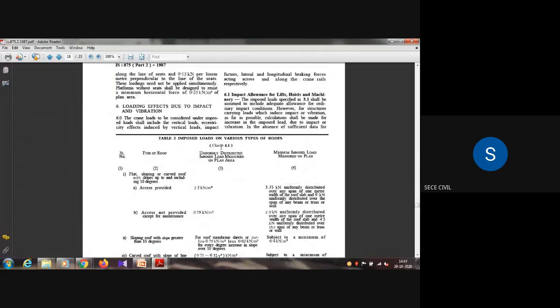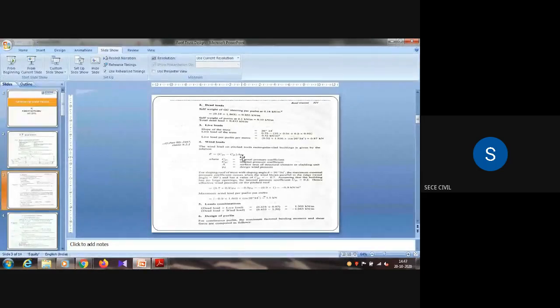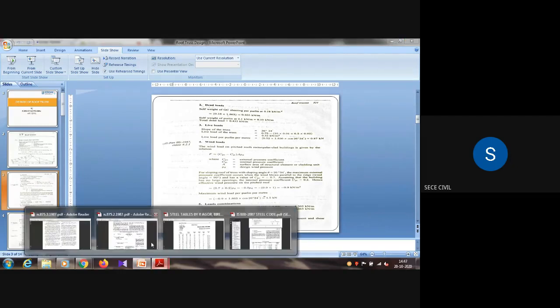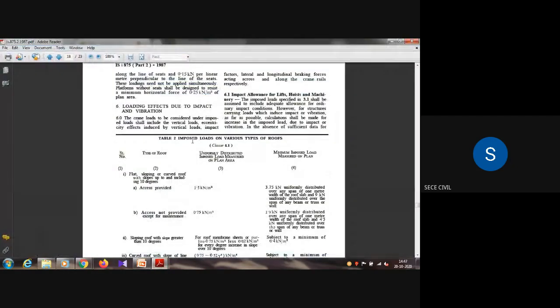The imposed load. So in the question they gave the slope of the truss. The slope of truss is 26° 34 minutes. Now you can see in IS 875 part 2, table 2 is for imposed loads on various types of roofs. Can you able to see the slide, guys? Yes sir, visible.